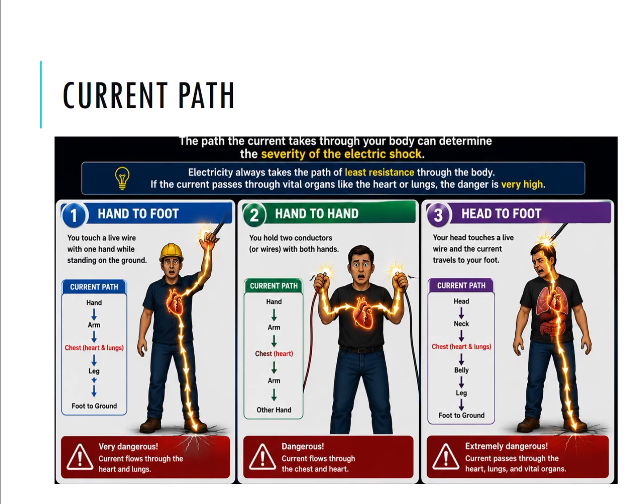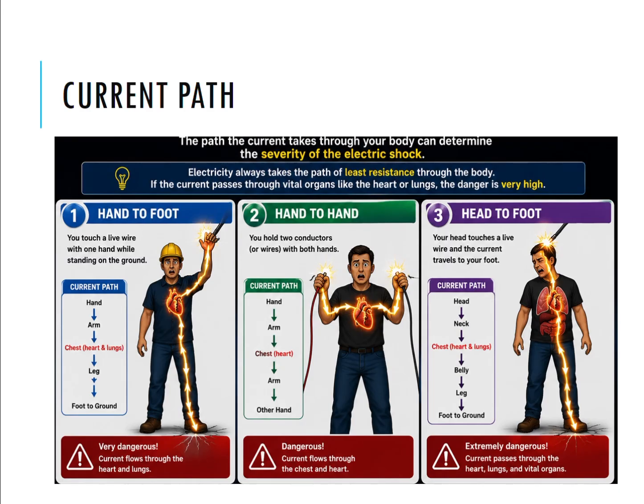In this scenario, current flows from your hand through your chest, which makes it difficult because your heart is in your chest, through your belly, where you have your lungs and other organs, down to your foot. This case is very dangerous because current might potentially damage all of those vital organs. The second is hand to hand. This is where current flows from one hand through your chest to the other hand. This is also dangerous because current flows through your chest, which might potentially harm your heart.